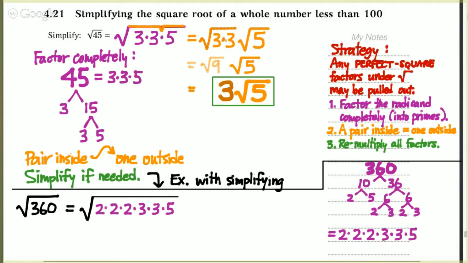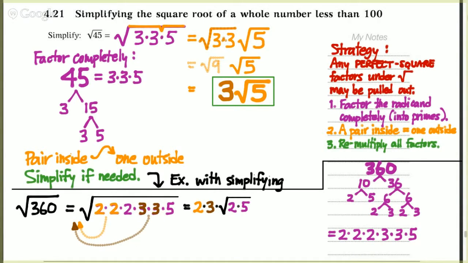Now we're going to go looking for pairs. Every pair on the inside gives us 1 on the outside. And we can start by taking a pair of 2's from underneath the radical and bringing it outside to make us a single 2. But then we also have a pair of 3's underneath the radical that we can bring out and make a single 3 on the outside. If I pull both of those pairs out of the radical, I'm still going to have a 2 and a 5 underneath, but I'm also going to have now a single 2 and a single 3 on the outside.